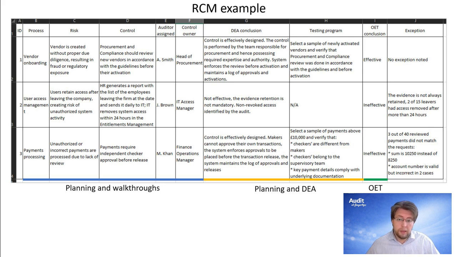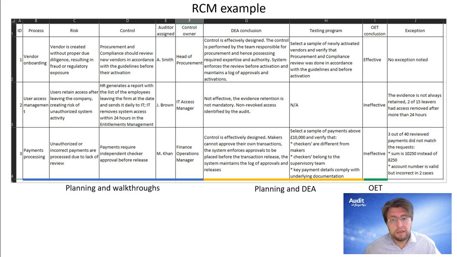Below is the mapping, referring us back to the life cycle. The columns from B to F are populated during planning of walkthroughs. G and H could be in the middle between fieldwork and planning. It's nice to create testing programs during planning after we finish DEA. So G and H are normally the planning phase, but not the walkthroughs; rather the design effectiveness assessment phase. And I is OET, and of course exceptions are populated both in planning and fieldwork where we find them.